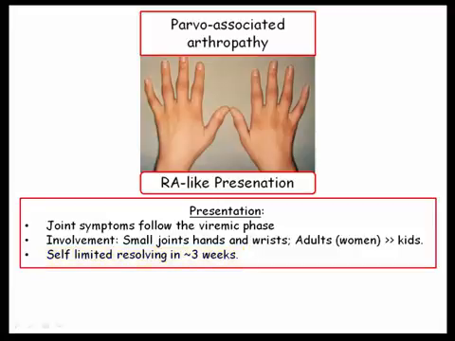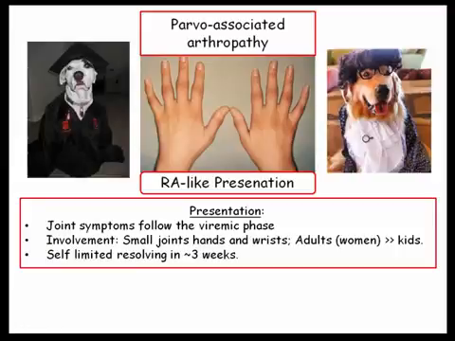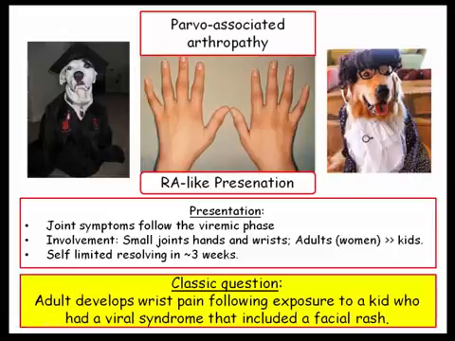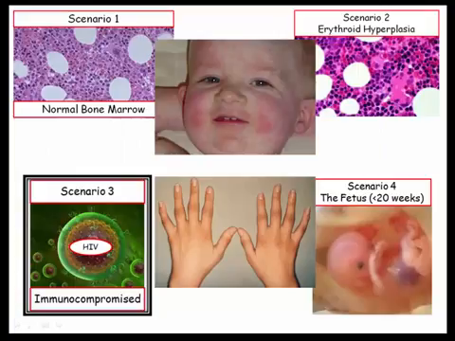Other clues will be the demographics of the patient. They love to target teachers and mothers as they have exposure to infected kids. The classic question would sound something like this. An adult develops wrist pain following exposure to a kid who had a viral syndrome that included a facial rash. They'll expect you to put together RA symptoms with a viral infection that included a facial rash. That's what I got. This is the face of parvovirus for the boards.